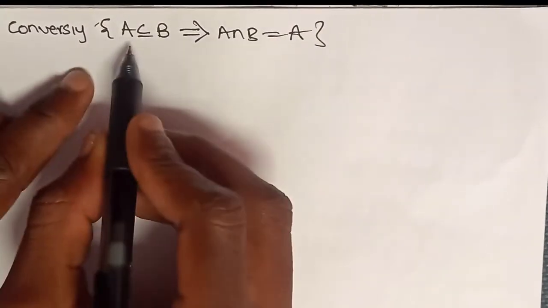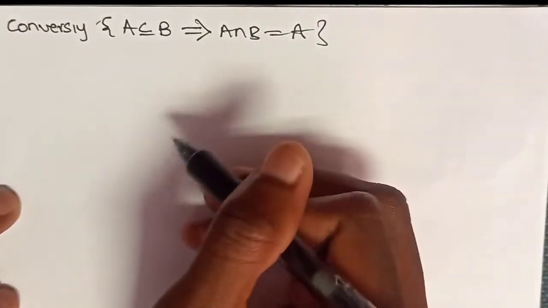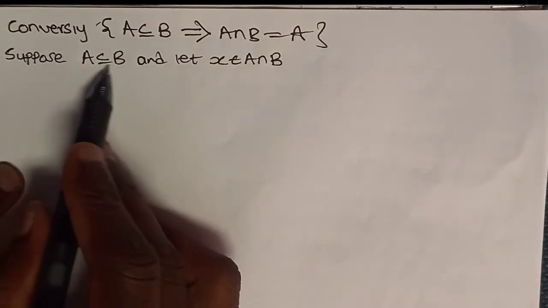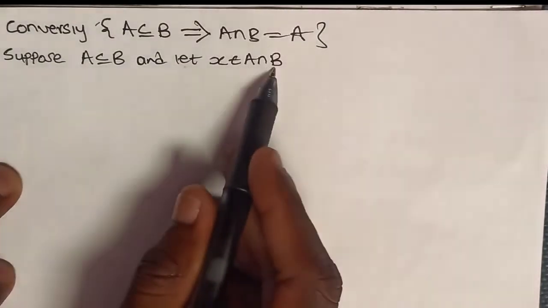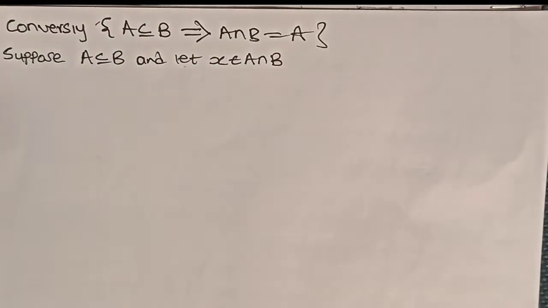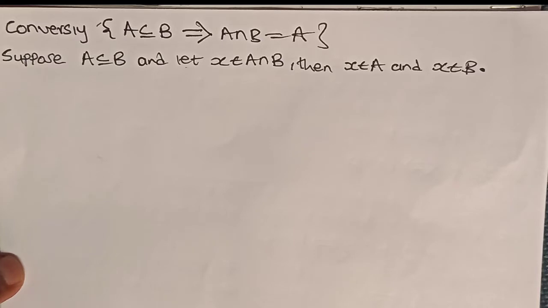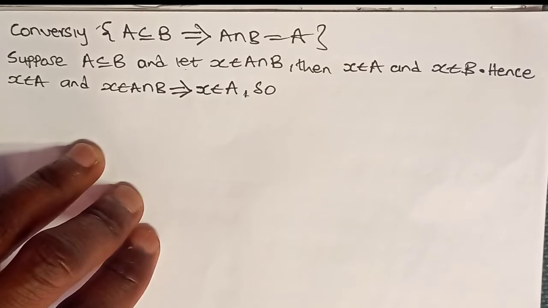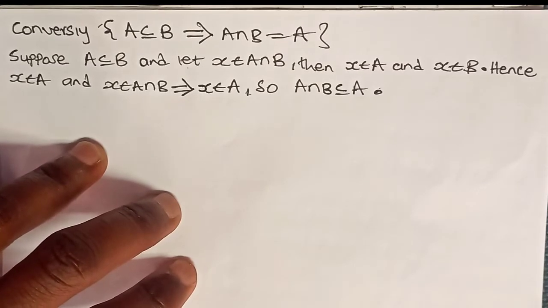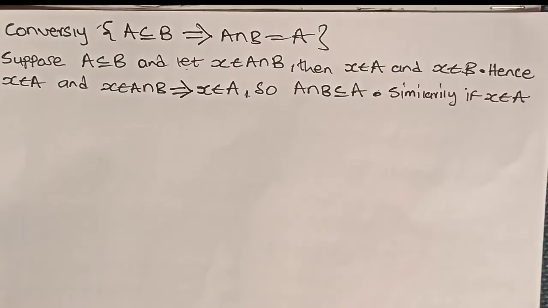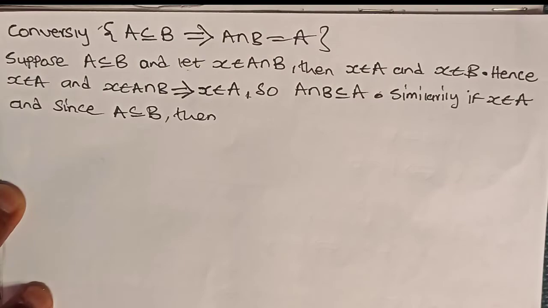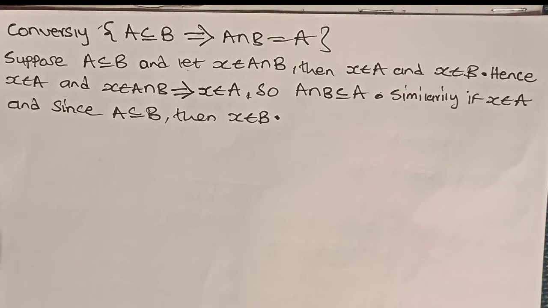Conversely, we'll have to show if A is a subset of B, then A intersect B is equal to A. Suppose A is a subset of B and let X be an element of A intersect B. Then X is an element of A and X is an element of B. So we can see that X an element of A intersect B implies X an element of A. So A intersect B is a subset of A. Similarly, if X is an element of A, and since A is a subset of B, then X is also in B. So we have X contained in both A and B, which means X is in A intersect B.